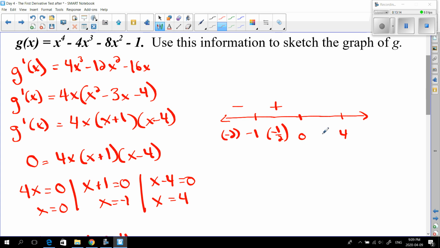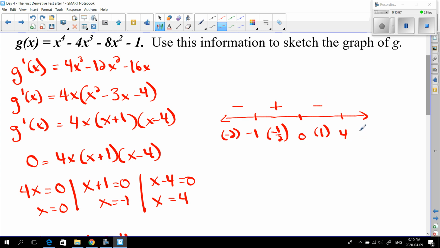Let's test from 0 to 4. All right, you could pick 1, 2, 3, anything you want between 0 and 4. Again, we plug these test values into the derivative. We're trying to see if the derivative is positive or negative. 4 times 1 gives me 4. 1 plus 1 is 2. 1 minus 4 is -3. Okay, so that would be a 4 times a 2 times a -3. 4 times 2 is 8 times -3 is -24. Again, I don't care if it's -24. I'm just concerned whether it's positive or negative. So again, positive times negative gives me a negative.